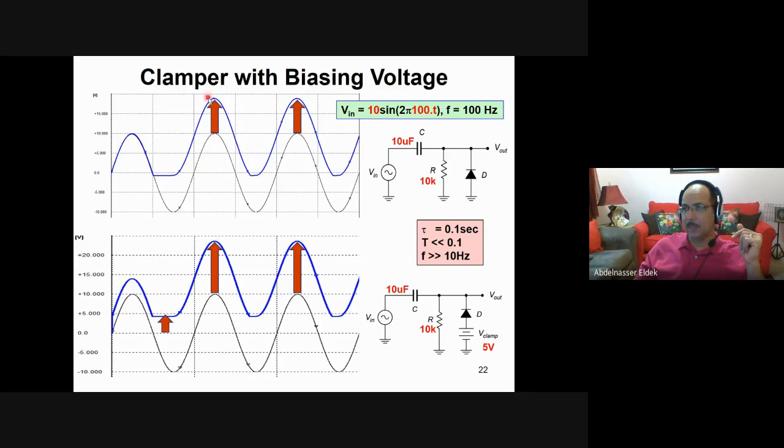This is close to 20. This one will be close to 25. Okay, and so on. Sorry, this one is close to 20, this one is close to 25, or this one is around 19 maybe. This one is 24. So when you add a voltage source like this, it is a clamper with biasing voltage. That's it.